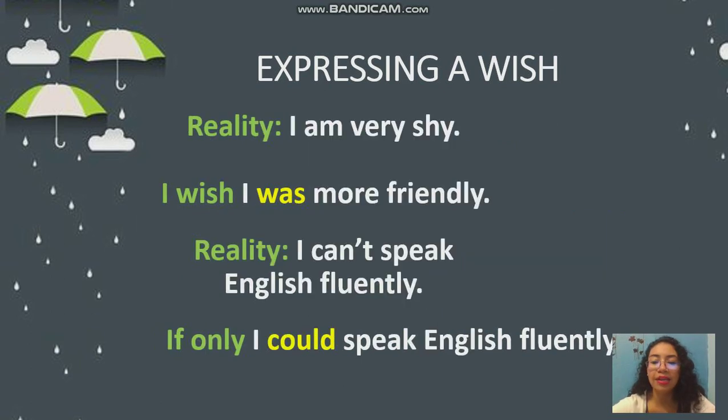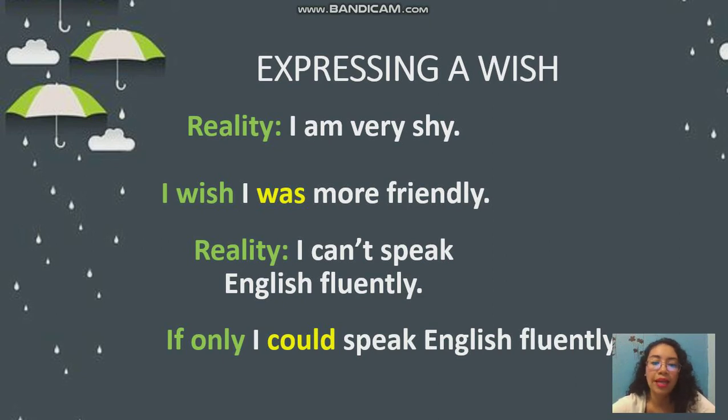Let's see another example. So imagine this is a reality. I am very shy. Well, what is it that I wish? Oh well, I wish I was more friendly. What is the verb? The verb to be. I am. Y qué es lo que deseo? I wish I was. The same verb, but in past form.